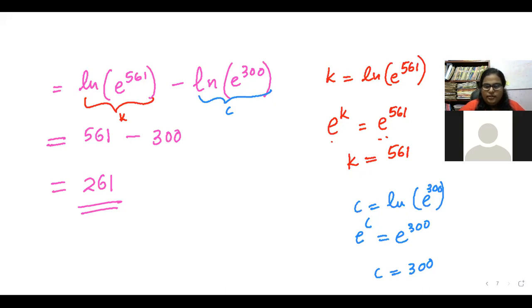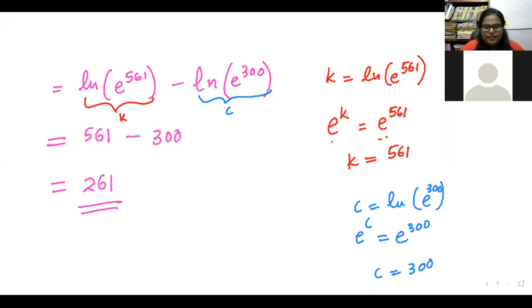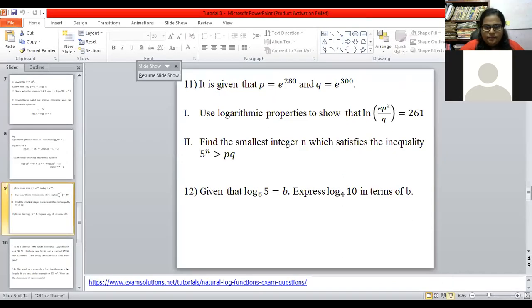If you have any doubt with this question, please ask. And as the second part of this question, we have to find the smallest integer n which satisfies the inequality 5 to the power n greater than pq. Here also we have to substitute p and q as e functions, right? So we'll see how to do the calculation for this one.